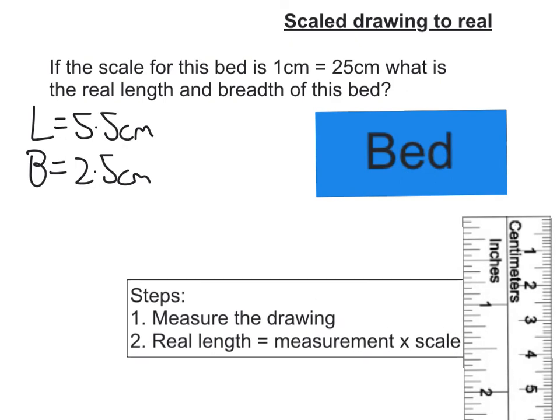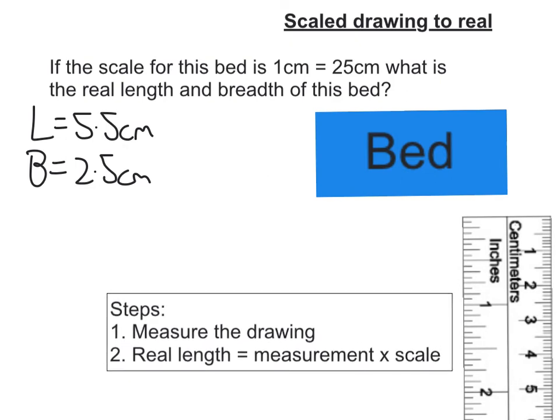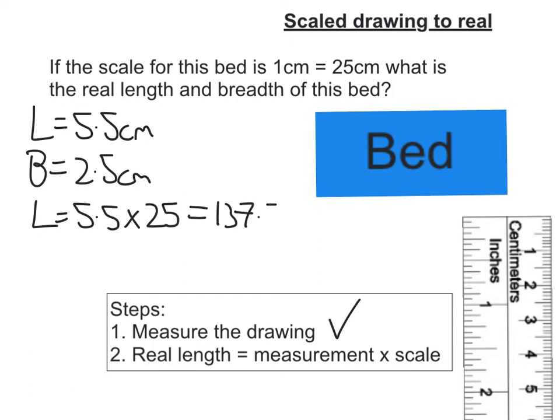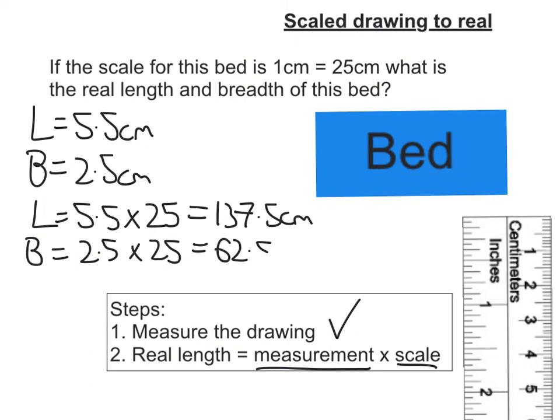So my steps are: measure the drawing, tick, done that. 2, work out the real length by times the measurement by the scale. So L, measurement's 5.5, then I need to times that by 25, because that's my scale. Put that into my calculator, get 137.5 centimeters. And do the same for breadth, 2.5, that's my measurement, times it by the scale, that's 25. 2.5 times 25 is 62.5 centimeters.